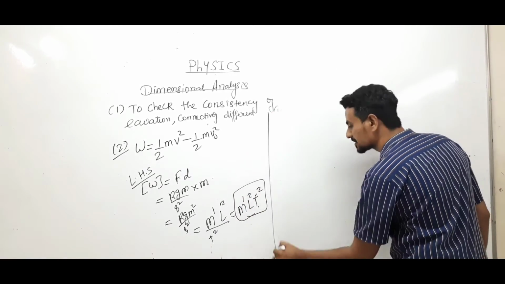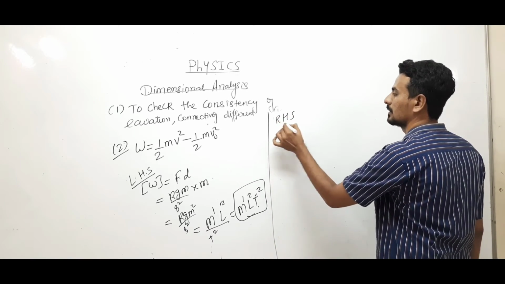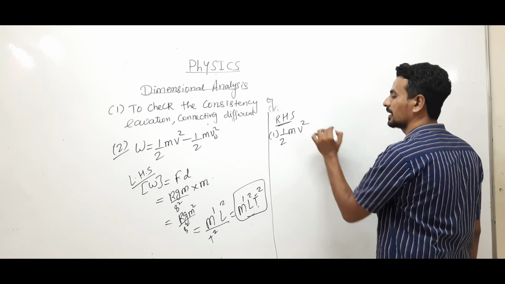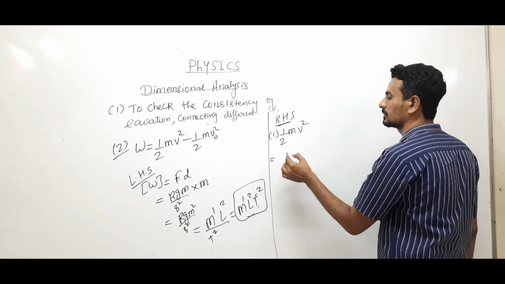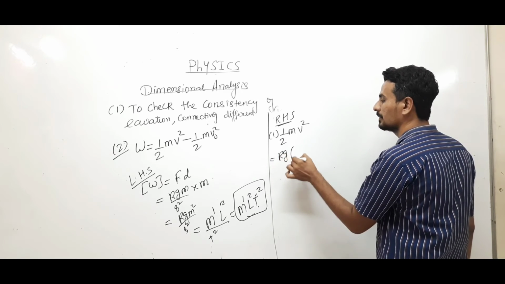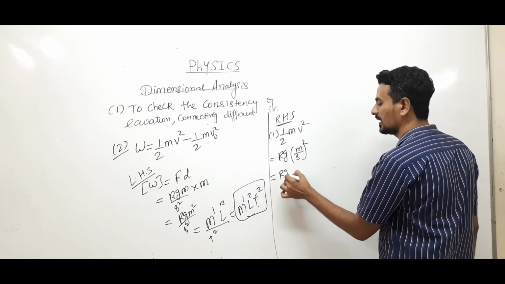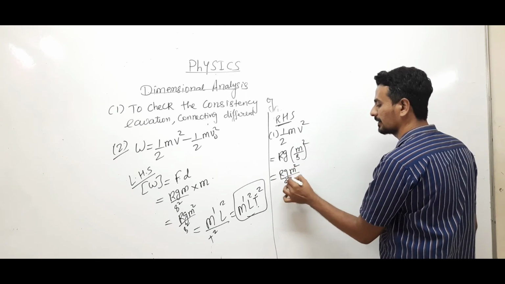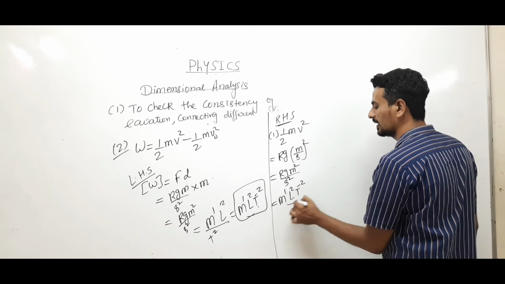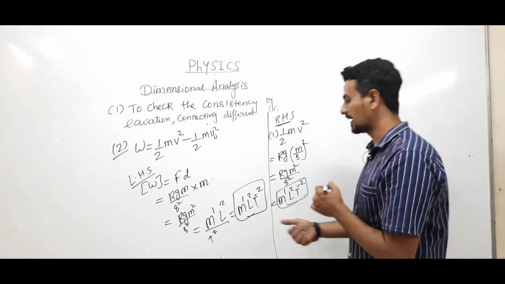Now we will check both the parts of RHS. First one, half mv square. Half will not have any unit. Mass is kilogram, meter per second the whole square. So this will be kilogram meter square by second square. So this will be M1 L2 T minus 2. Yes. So the first part of the right hand side matches with LHS.